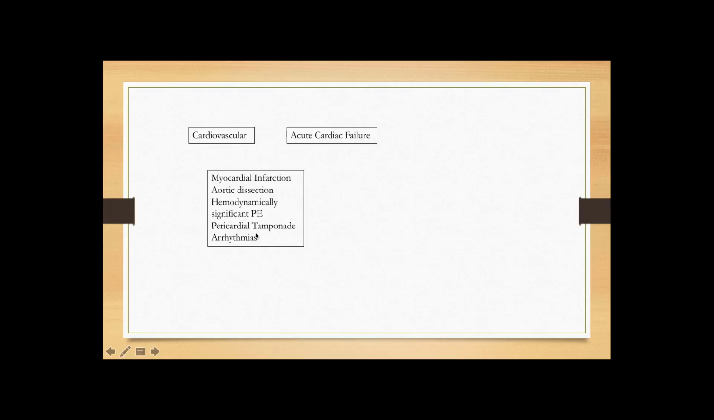There can be pericardial tamponade and arrhythmias, and you can see the first two of these are going to result in cardiogenic shock. The following two are going to be obstructive shock, and then arrhythmia can be cardiogenic shock as well.